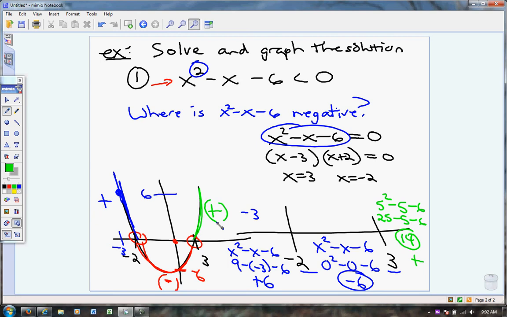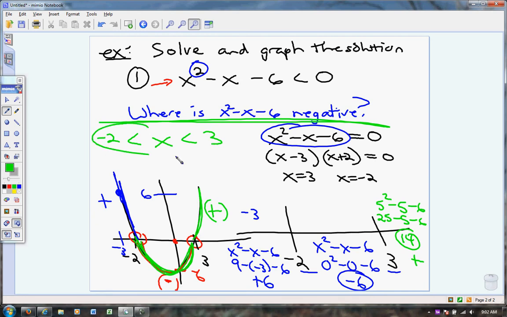So we have now analytically proven what we know to be true. We're supposed to find out where this function is negative. Well, we need to write it as an inequality. It's negative from negative 2 to 3. So we would write that as x is greater than negative 2, but less than 3. When the x values are between negative 2 and 3, the y values are negative. And that's really the whole idea behind what we're doing today.